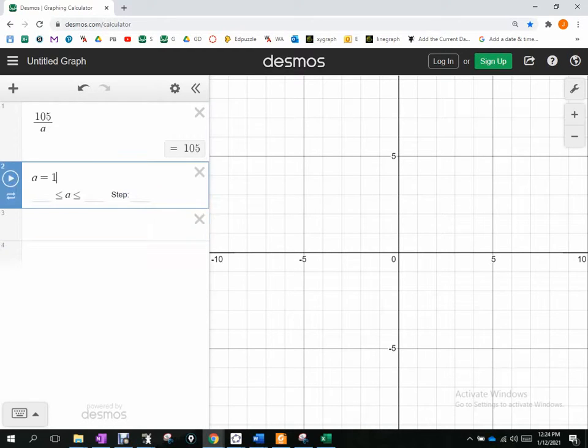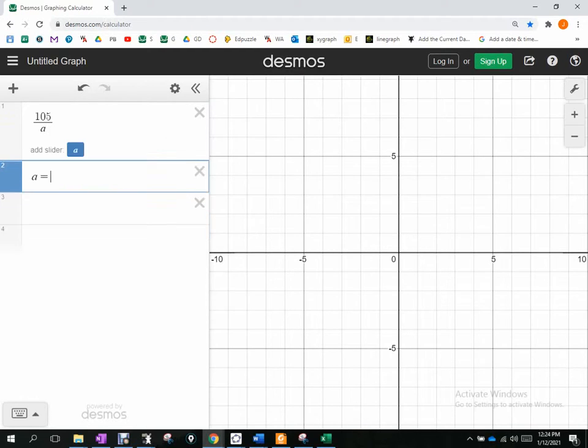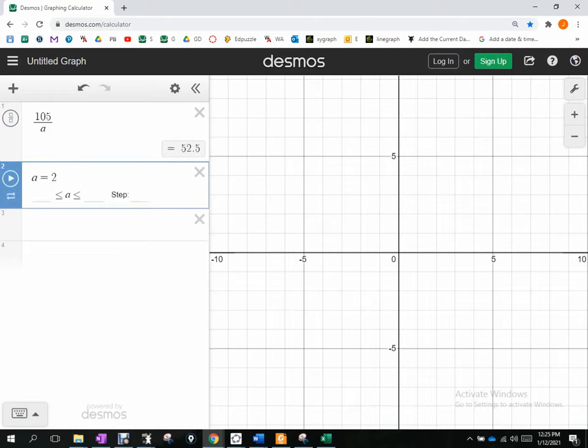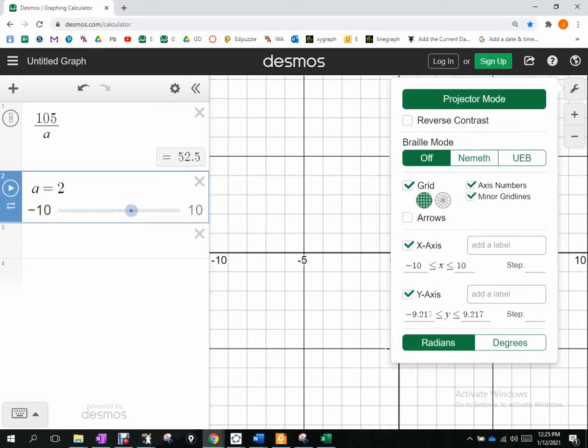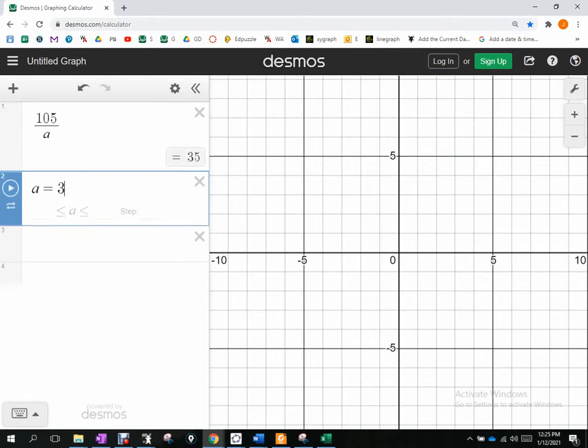I can change it from 1 or I can make it 2, and you can see now 2 and 52.5 would be my factors. I can change it to 3, I can change it to 4, 5, 6, I get to 7, and now you can see that those are indeed the factors. You can do it this way too, instead of having to delete, I was deleting it.